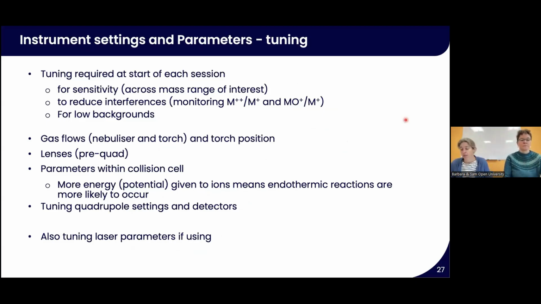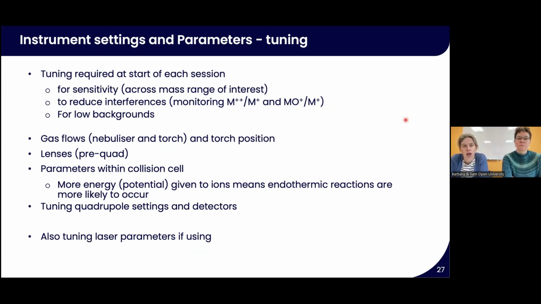So after you've hopefully prepared your samples in a clean and appropriate way, the next things to consider are your instrument settings and your parameters. After you've introduced your sample into the well, throughout the entire process really, the instrument needs to be tuned in order to get the best out of it. Tuning is needed at the start of each analytical session that you're doing.